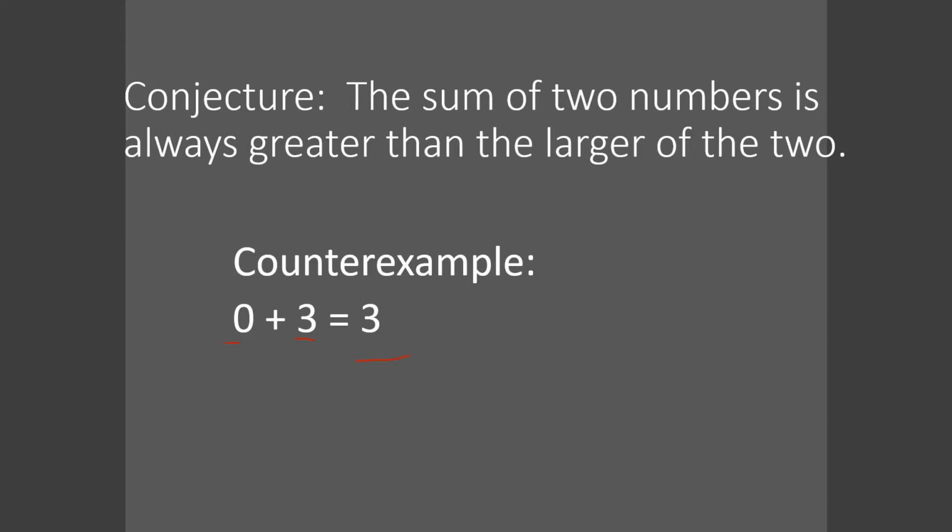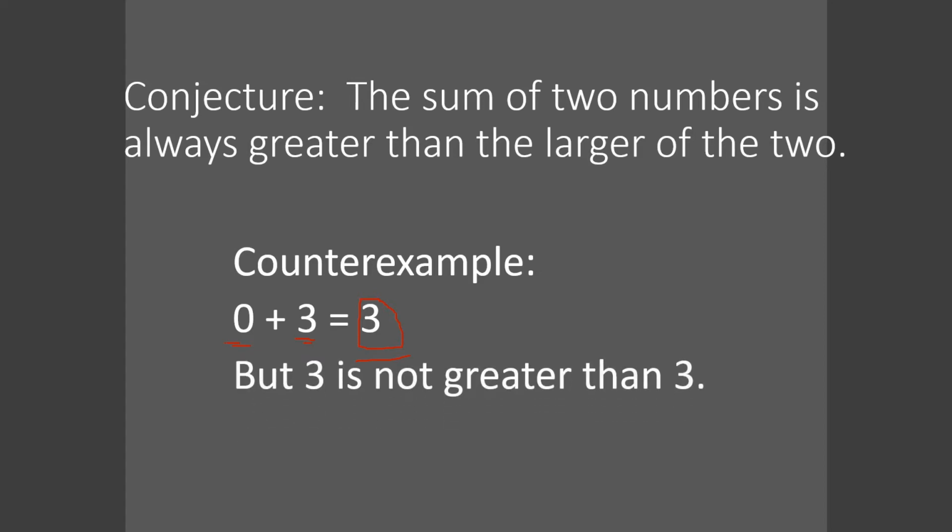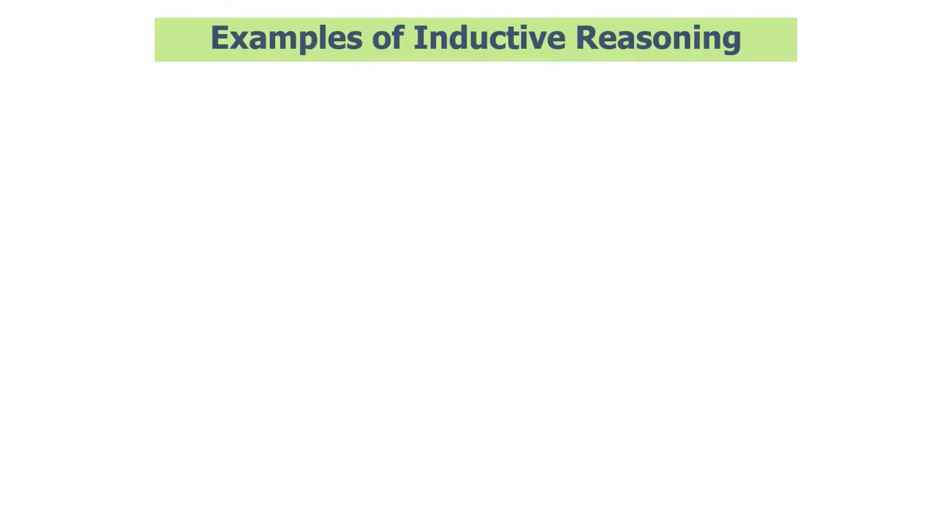Ibig sabihin, yung sagot natin na ito ay nagpapatunay na yung sum is not greater than any of the two numbers, yung 0 and 3. Okay, kasi sabi niya, but 3 is not greater than 3. Okay, so in a statement, we can also have example in inductive reasoning.